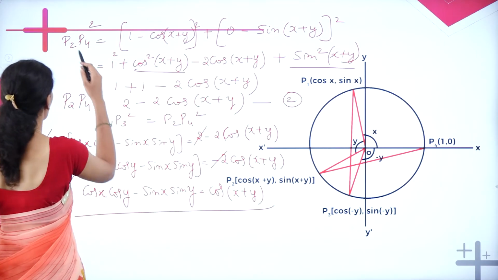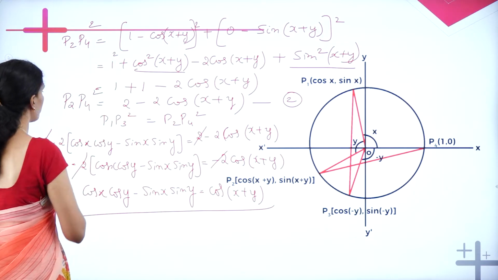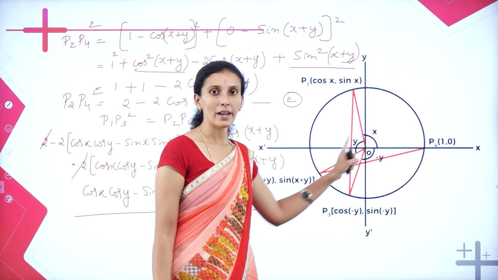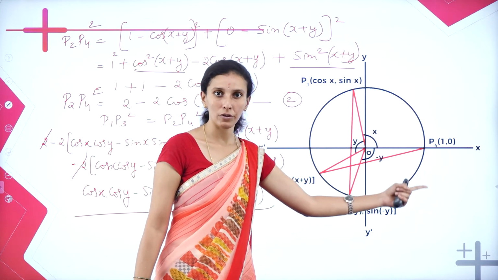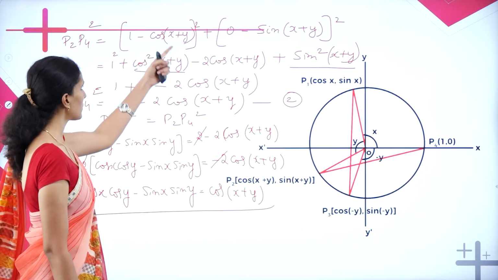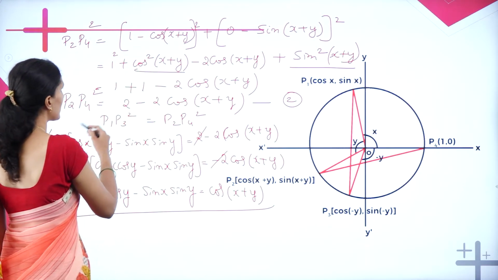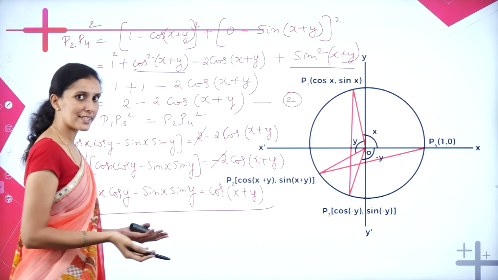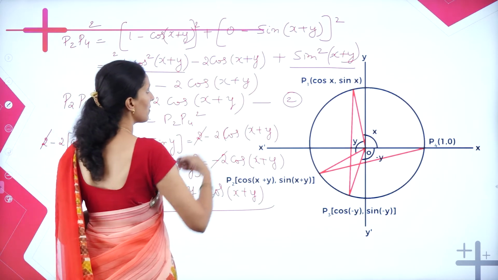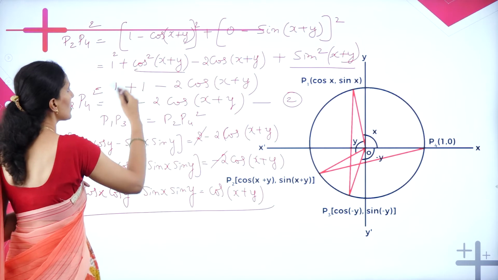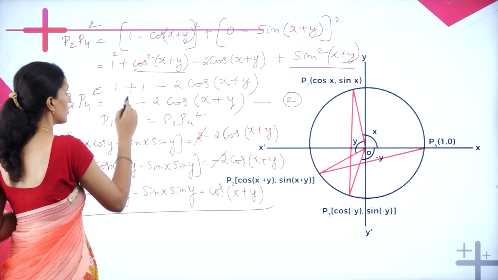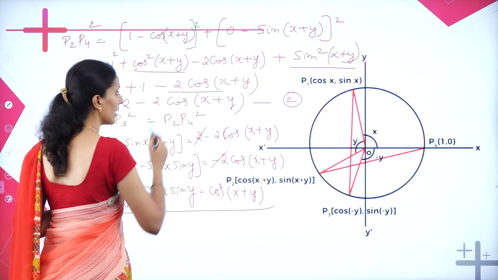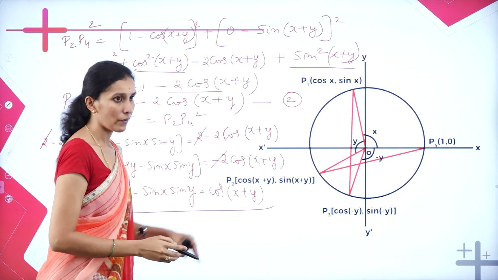Next, take P2P4 whole square. Apply the concept of (x2 minus x1) whole square plus (y2 minus y1) whole square there also. So after reducing this, you will get (1 minus cos(x+y)) whole square, and 0 minus sin(x+y) is minus sin(x+y). When you square it, it becomes sin square. And cos square plus sin square is 1. So here we have replaced it with 1. 1 plus 1 is 2, and the remaining is written as it is. Take it as equation 2.